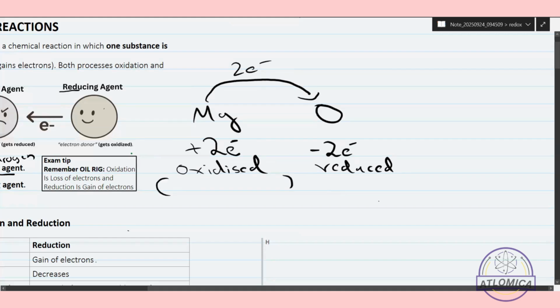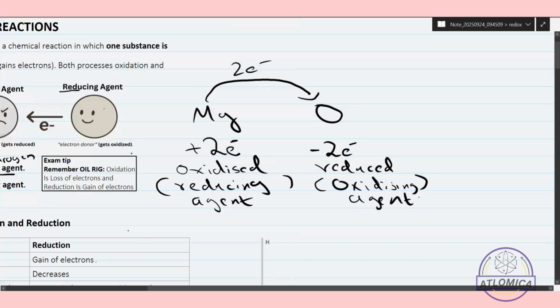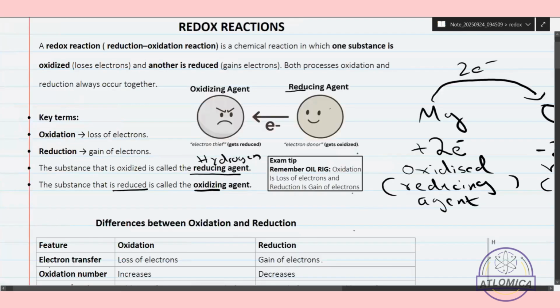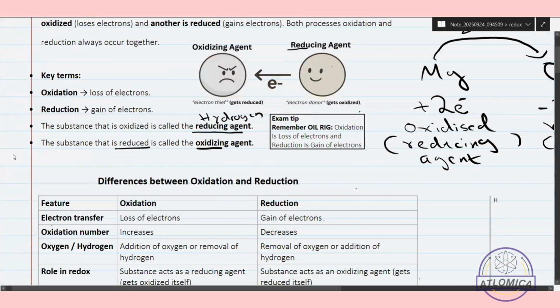Magnesium is oxidized, which means magnesium is the reducing agent, because magnesium caused the reduction. And oxygen was reduced, but it was able to take away electrons from magnesium, which means that oxygen is the oxidizing agent. So the key terms that you have to remember are oxidation and reduction, the oxidizing agent and the reducing agent.